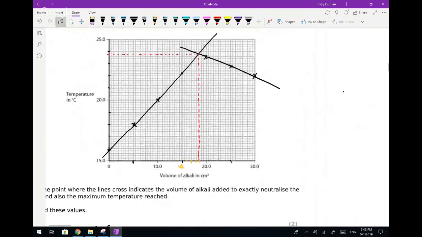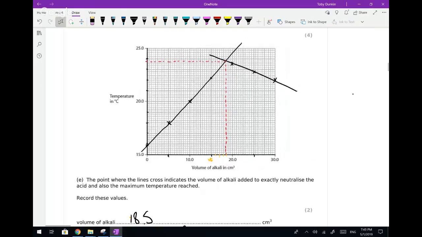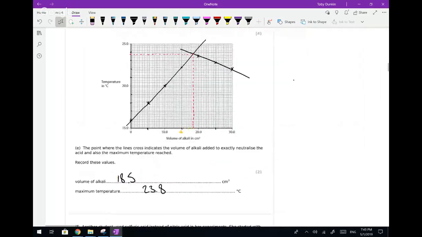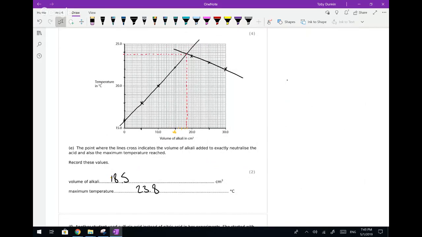Next, lines of best fit. Plot your graphs. Not going to go over it. You guys need to learn how to plot graphs. Read the instructions. Do it properly. Right. Record the values. So it said plots on the graph. Yada yada. Record these values. The volume, it says exactly, and also the maximum temperature.